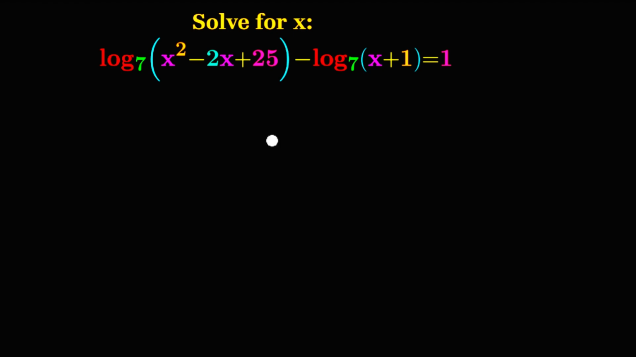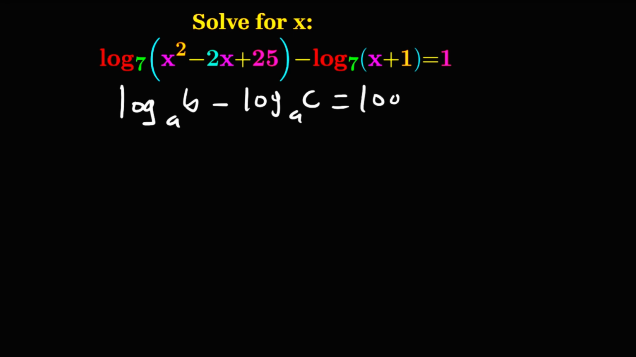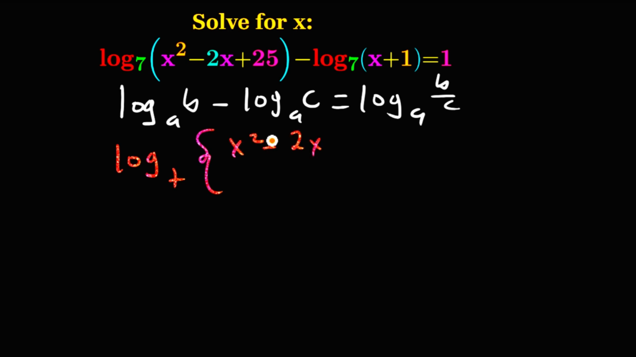The first thing we're going to do is combine the left-hand side of the equation, and remember there's a subtraction in between them. We can use the fact that log to base a of b minus log to base a of c is the same as log to base a of b over c. So we have log to base 7 of (x squared minus 2x plus 25) over (x plus 1), and that is equal to 1.